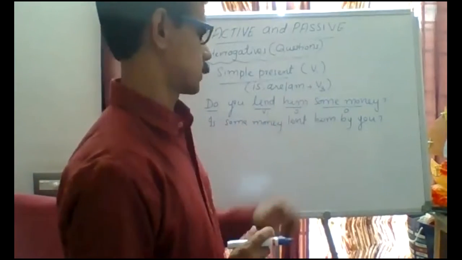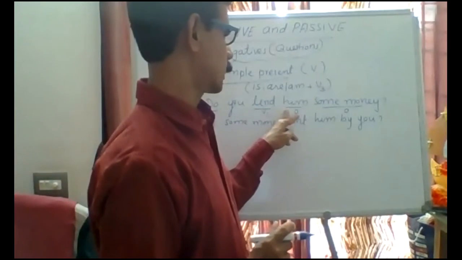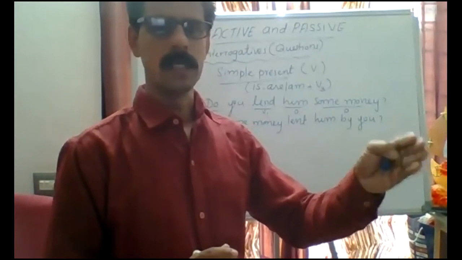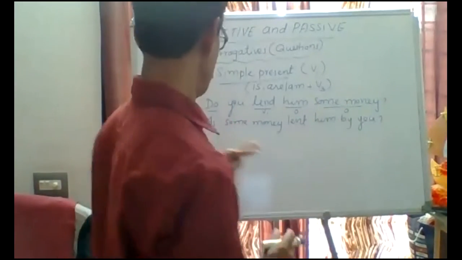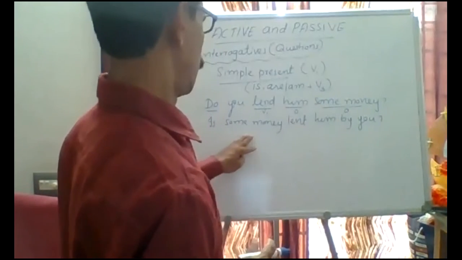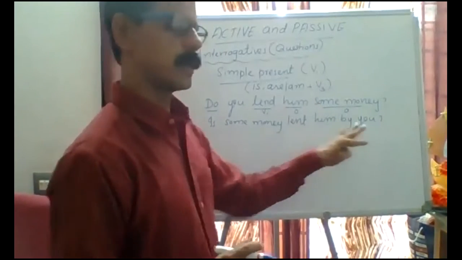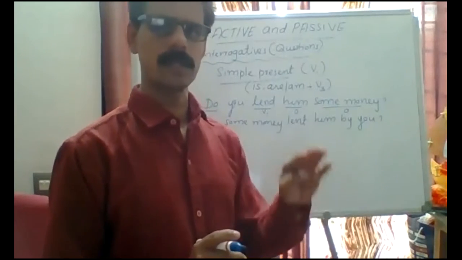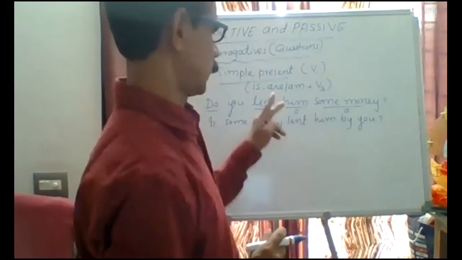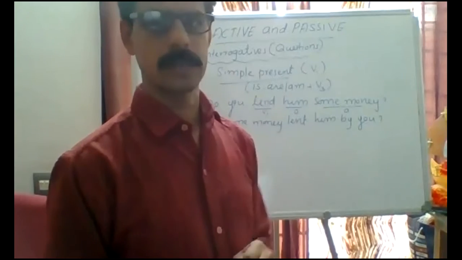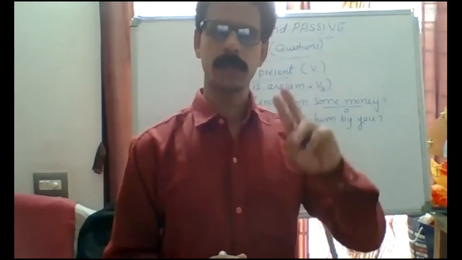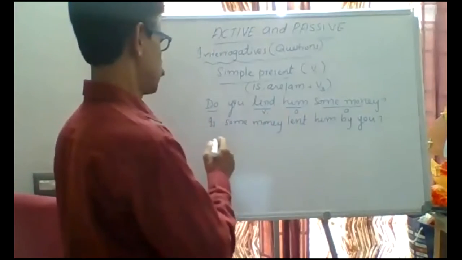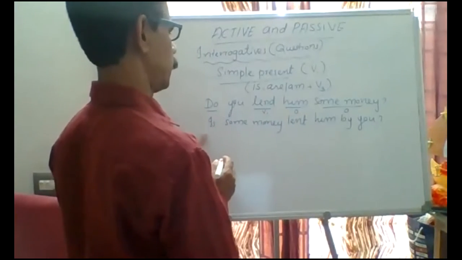Here there are two objects. If I want, I can start the sentence with him. Him is the object form, and its subject form is he. Is he lent some money by you? That is also correct. There are two ways, because when there are two objects, we will get two answers. Okay, that is the simple present.